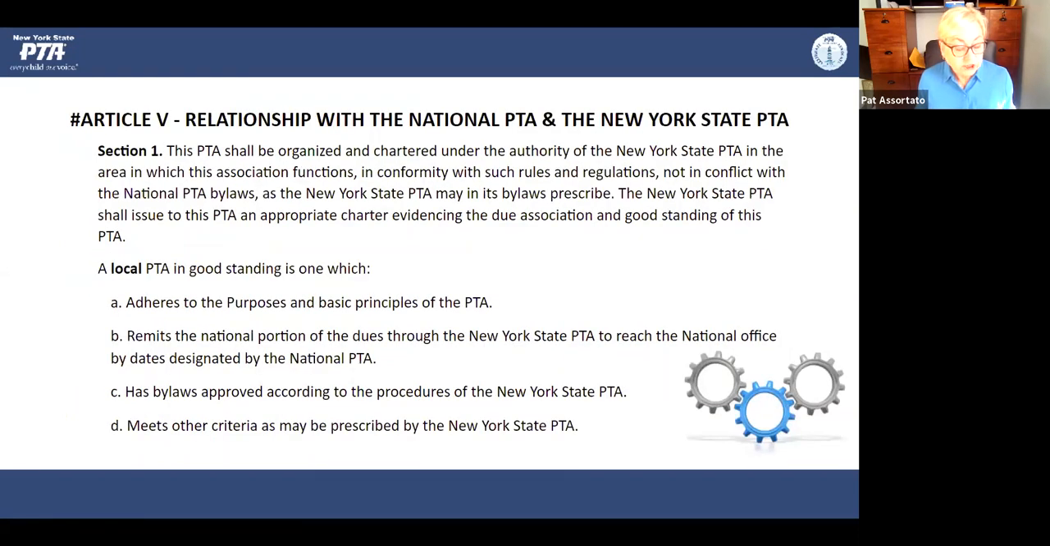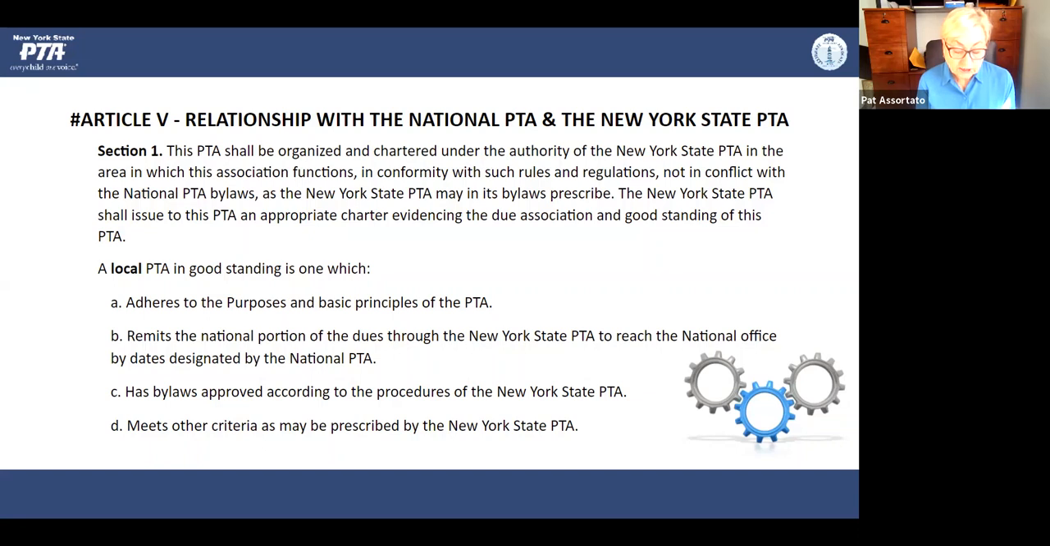Article 5, Relationship with the National PTA and New York State PTA. Article 5 states the authority under which the PTA is chartered and covers all the rules that bind a local unit to New York State PTA and national PTA. This section is probably the most overlooked section in the bylaws, yet one of the most important to understand.